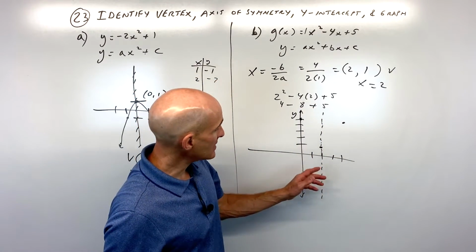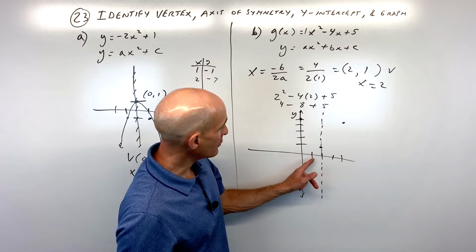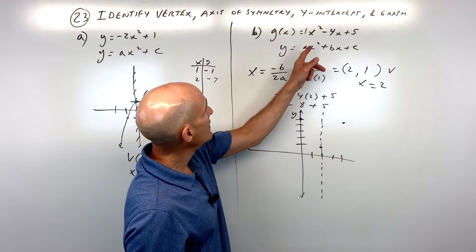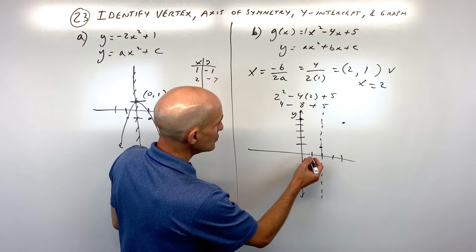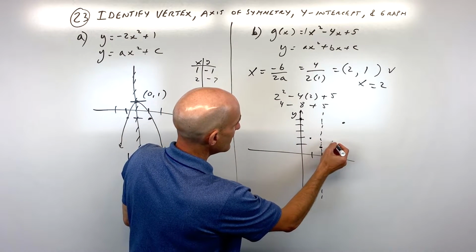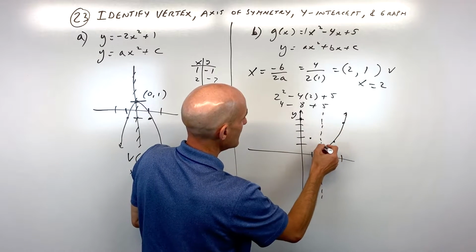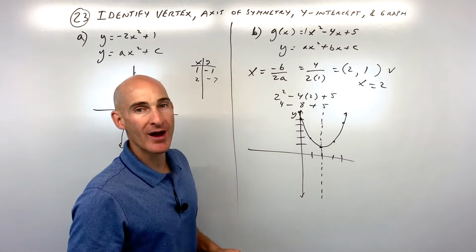Now, if you want to get more points, you could plug in, say, for example, 1 or 3. So let's go ahead and put 1 in. That's 1 minus 4, which is negative 3, plus 5 is 2. So this is going to be right here, and I'm going to reflect it. And now we have a good sketch of our parabola.